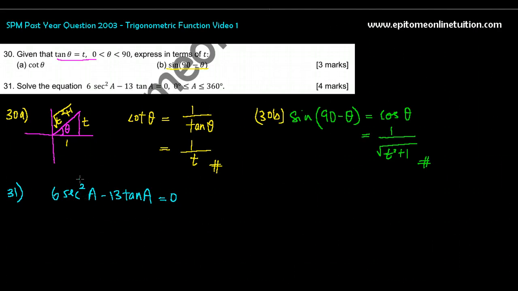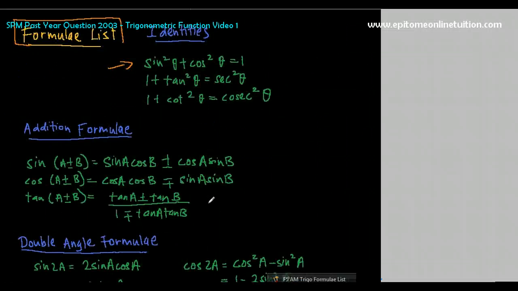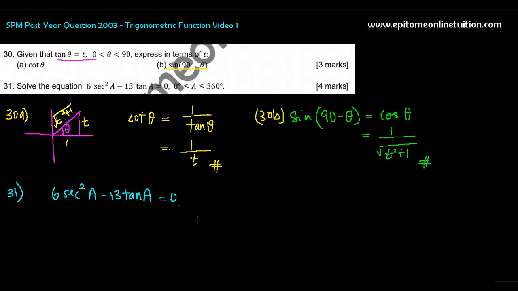So now when you see square here, refer to your formula list and look for secant square. And we're going to do some substitution. So squares are normally identities, so have a look at the identities here. Can you see secant square here? Secant square is 1 plus tangent square theta, right? So we're going to substitute that inside, which is perfect. We want everything to be in tangent.